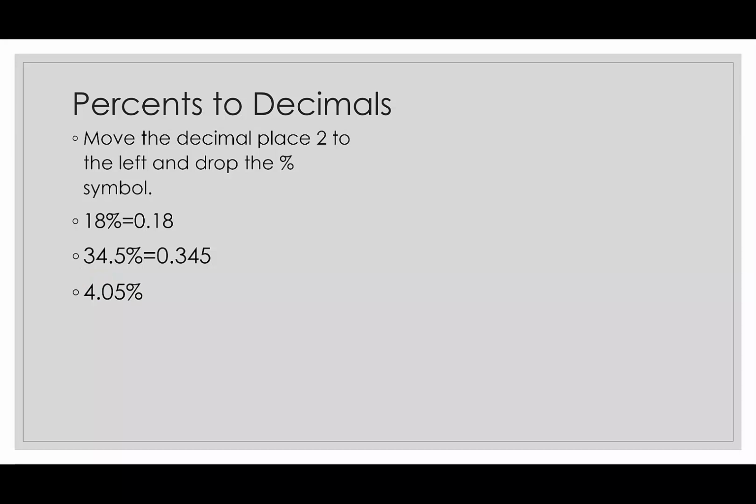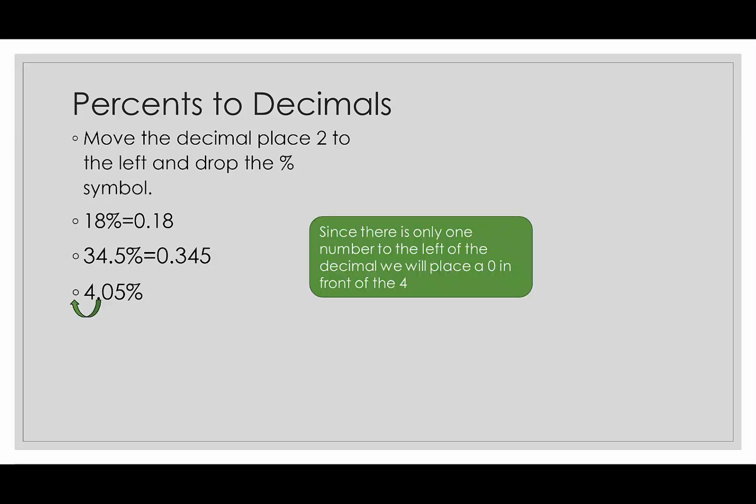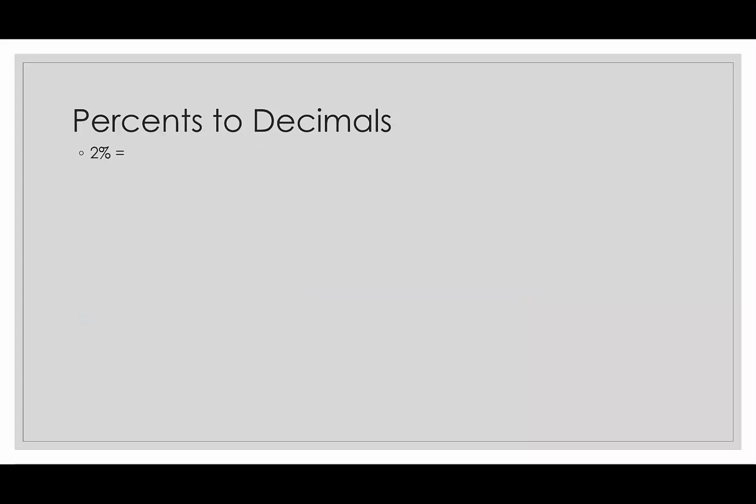If I have 4.05%, again, I'll try to move the decimal place 2 places to the left. But since there's only one number to the left of the decimal, we want to put in a 0 in front of the 4. Now I can move my decimal point 2 places to the left. I get 0.0405. When I look at 2%, there's only one digit. I'm going to put a 0 in front of the 2. Now I can move my decimal point 2 places to the left, which gives me 0.02.